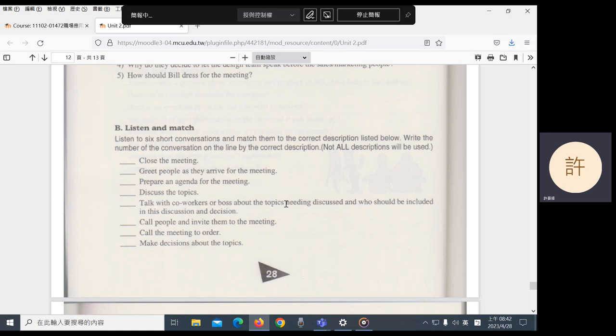Okay, this, by the way, grammar. Needing discussed. This is British English. This is 英式英文. 美式英文, for American English, you have to say needing to be discussed. That to be cannot be omitted. 中间那个to be不能省, 美式英文.